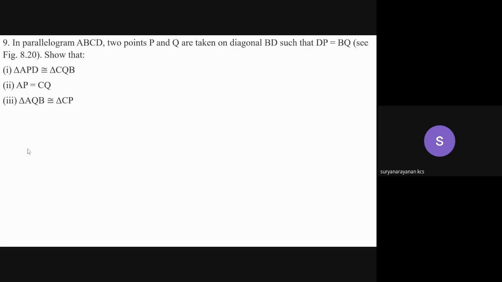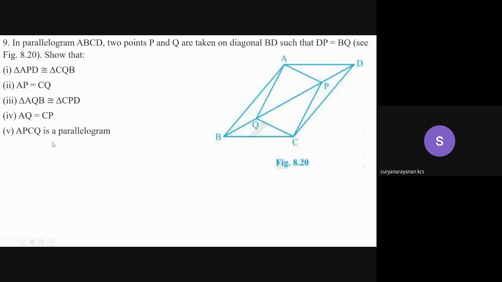Third part of this question, triangle AQB is congruent to triangle CPD. And the fourth part of this question, AQ is equal to CP. And fifth part of this question, APCQ is a parallelogram. These are the parts of this question. We have to prove all these 5 parts of this question by observing the given figure 8.20.